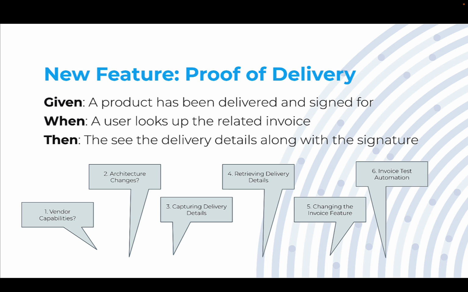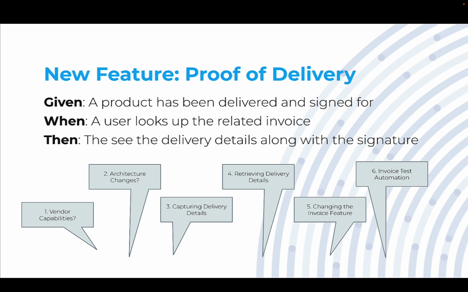So in our case, given a product has been delivered and signed for, when a user looks up the related invoice in our system, then they see the delivery details along with that signature. After having quantified this in a group into this feature level description, individuals then start chiming in with what will need to be executed in order to do this.